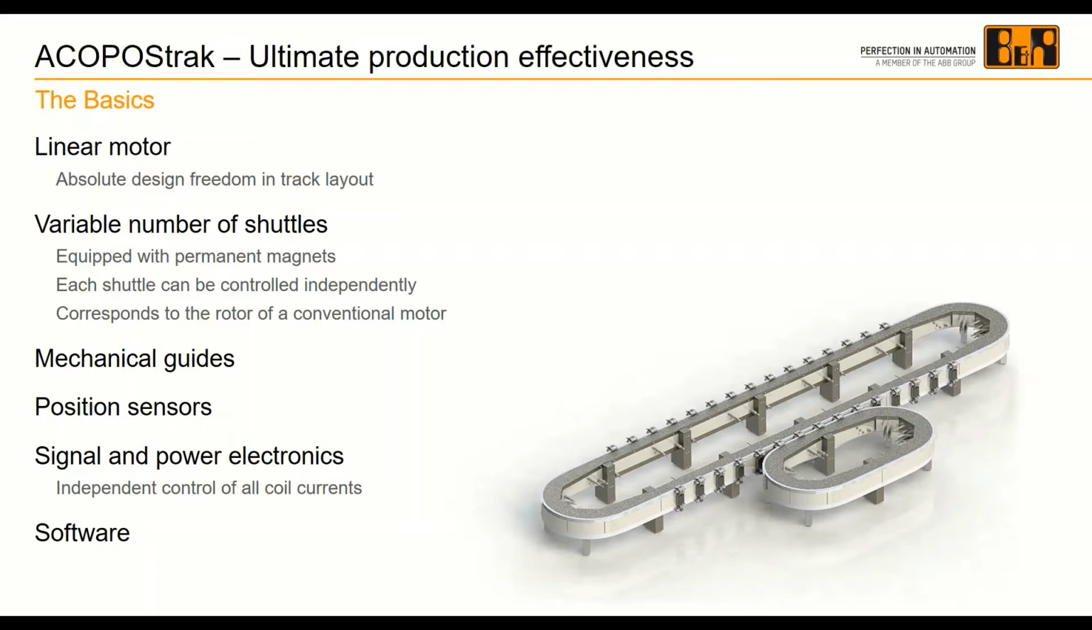So a little bit of the basics. What exactly is track technology? So ACOPOStrak is the flexible transport system that enables adaptive manufacturing and more efficient production. So this is based on long stator linear motor technology. It's really the same technology used in the standard servo motor, but the circular nature, the rotation of a servo motor has been opened up to allow it to be controlled in a linear fashion. So each shuttle can be controlled individually and moved along the linear track that we're looking at here.